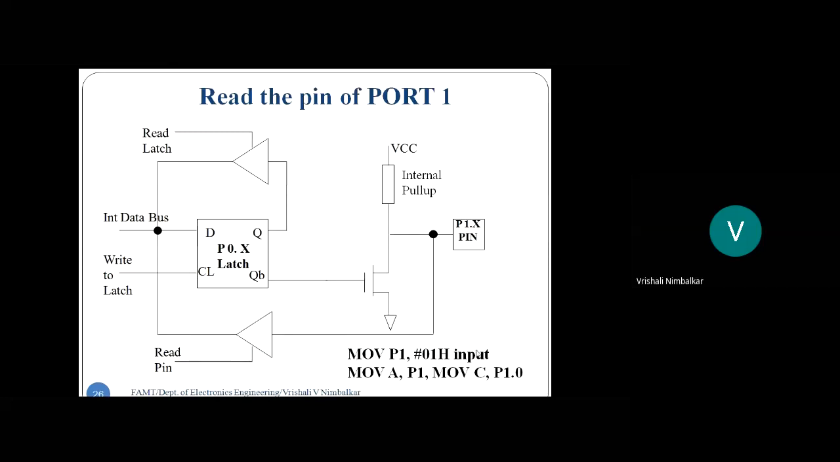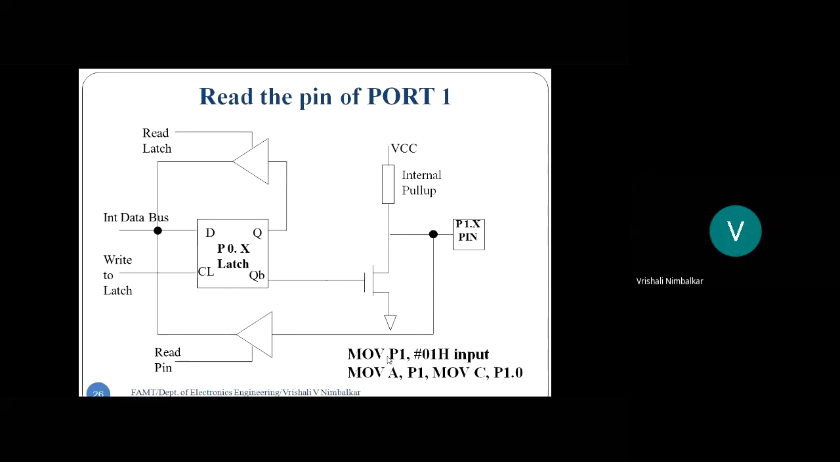So the first instruction, see, I have written two instructions, but I have not written "or" in between. Why? Because both the instructions are compulsory, one after the other. The first instruction is initializing the pin as input, and the second instruction is operating on that pin.